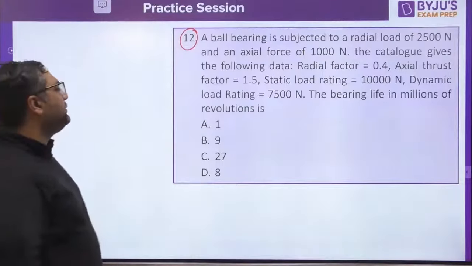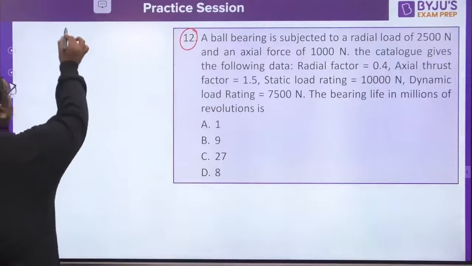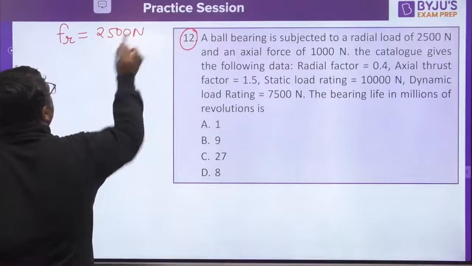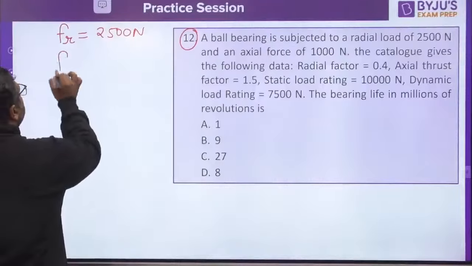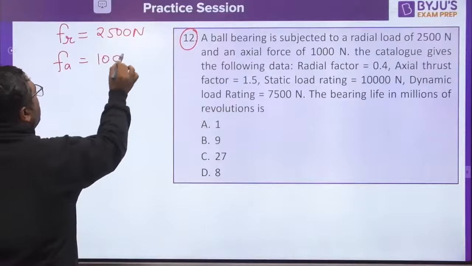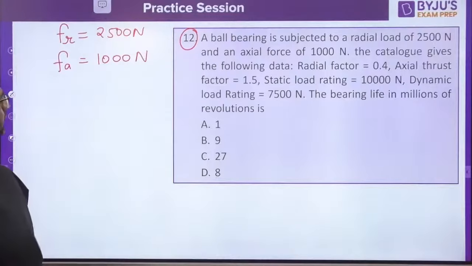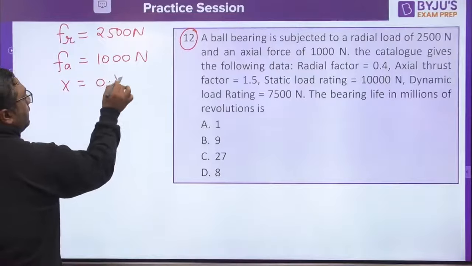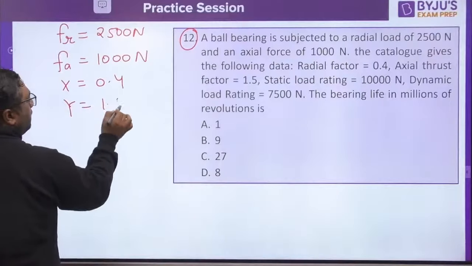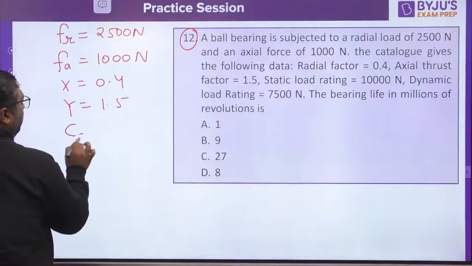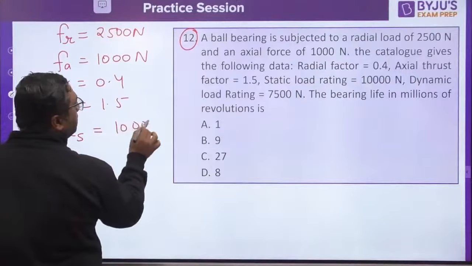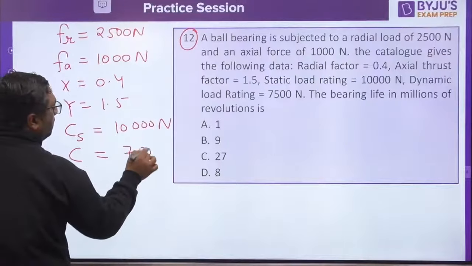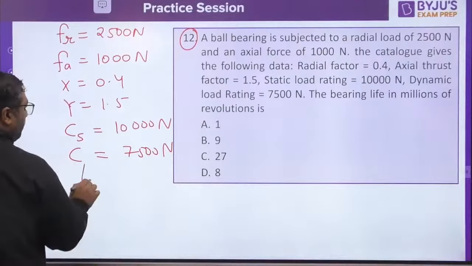A ball bearing is subjected to a radial load of 2500 Newton, and an axial force of 1000 Newtons. The catalogue gives the following: radial load factor, axial load factor, load rating, static, dynamic load carrying capacity. Find out the life.